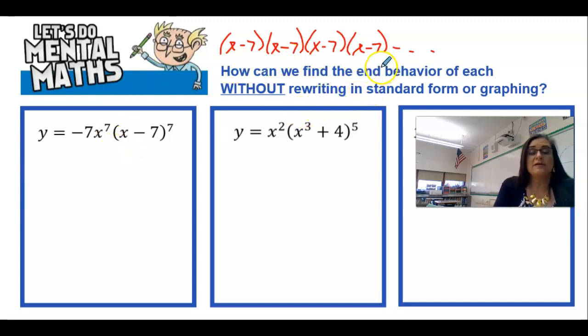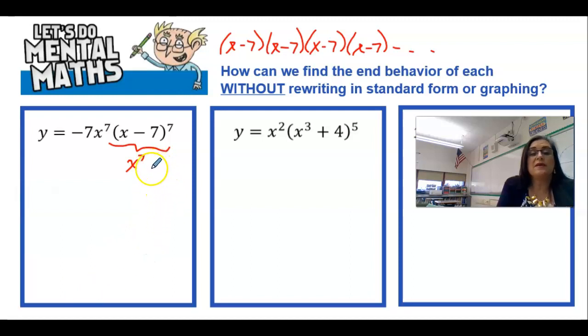So if all we want is the end behavior, we're going to ignore for the moment the fact that this is a binomial and just keep an eye on that first term in the binomial, because that's where our highest exponent term is going to come from. So that would be an x times an x times an x times an x times an x times an x times an x, right? 7 of those together. So this binomial to the 7th power is going to result in the end with an x to the 7th as its leading term.